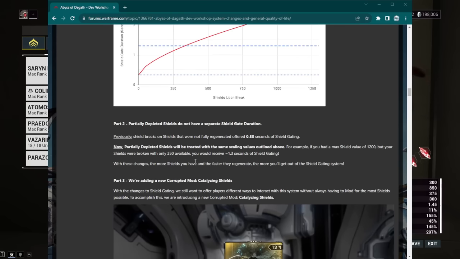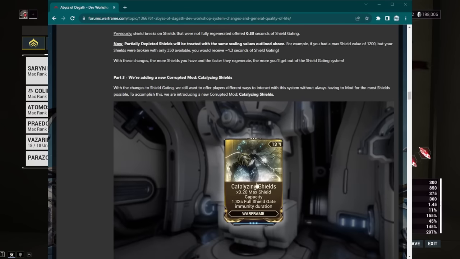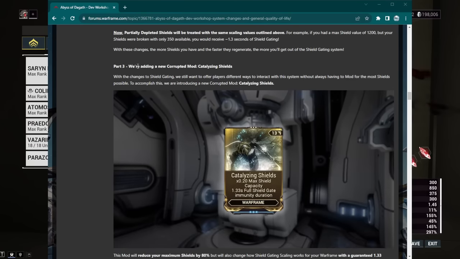With these changes, the faster your shields regen, the more shield gain you'll get. So the Saren build will still work. It's just going to require a lot more effort. And it's going to require this mod, basically. So here is the savior of the Decaying Dragon Key crutchers.